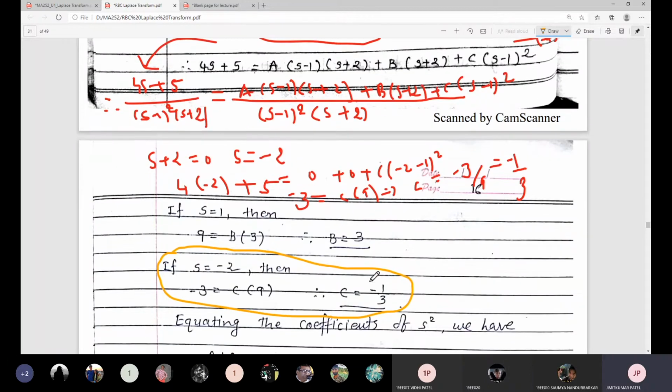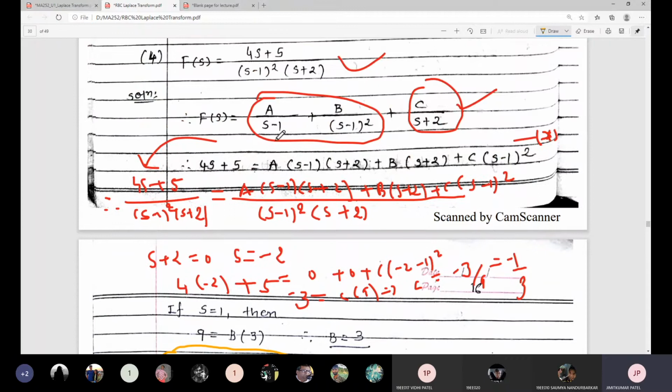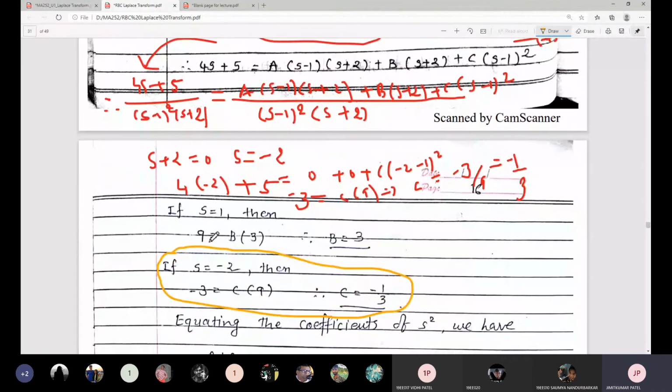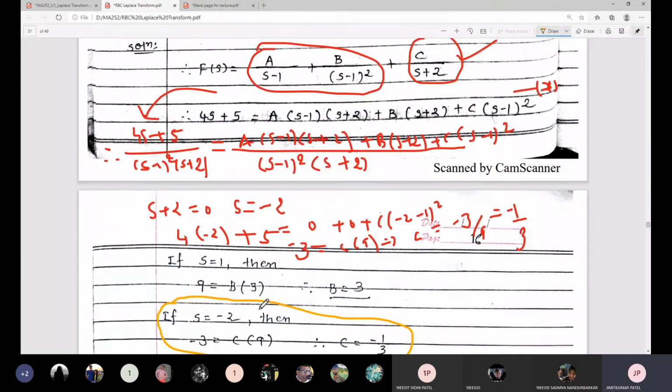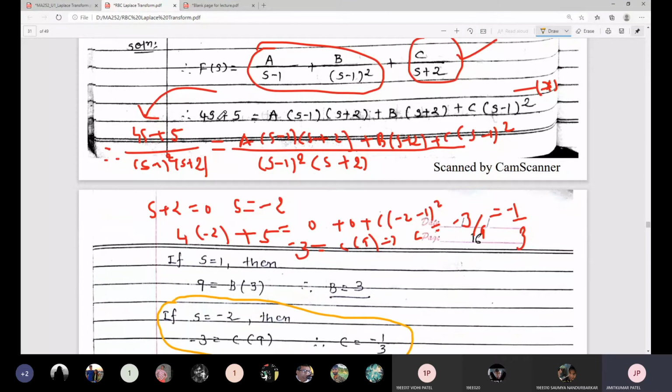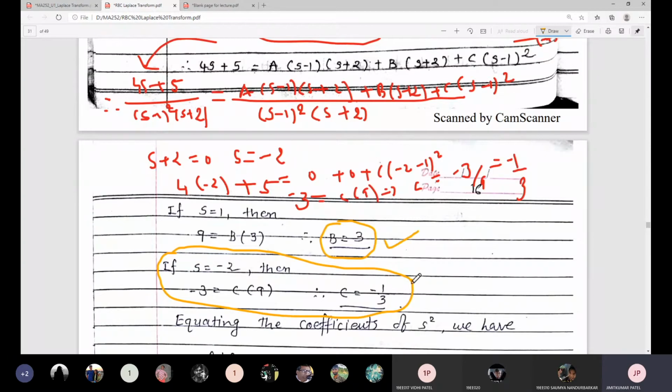Done? Okay, now here another linear factor is (s - 1). So if you substitute s equal to 1, what do we get? 4 into 1 is 4, 4 + 5 is 9. A into (1 - 1) will be 0. B into (1 + 2) is 3, so B into 3, and C will be 0. So therefore we get B equal to 3. So we have two values, B and C.